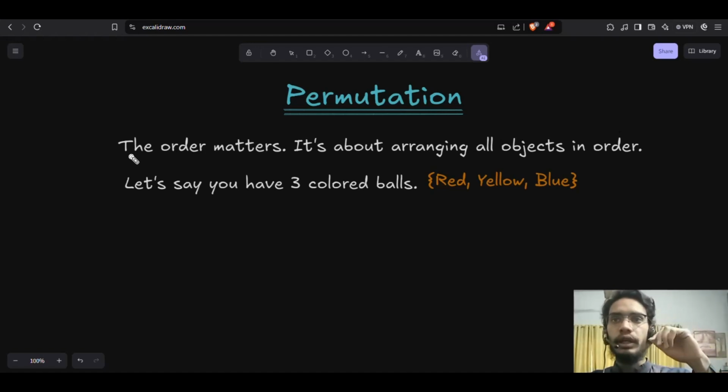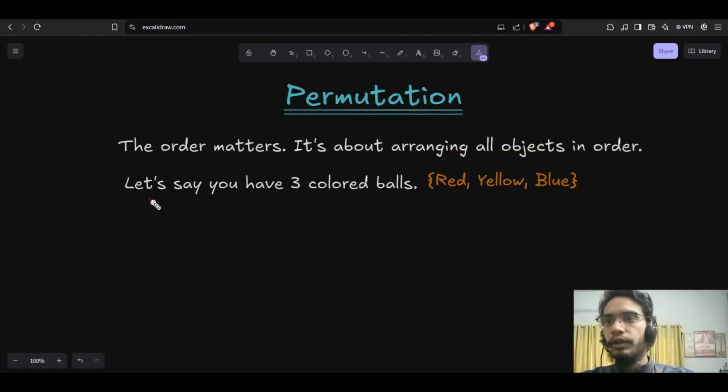Like, let's say if you are arranging the alphabet, you will be arranging it in alphabetical order. So permutation is all about arranging things or objects in some sort of order. The main thing is that order matters. Order always matters. It's about arranging all the objects in order.